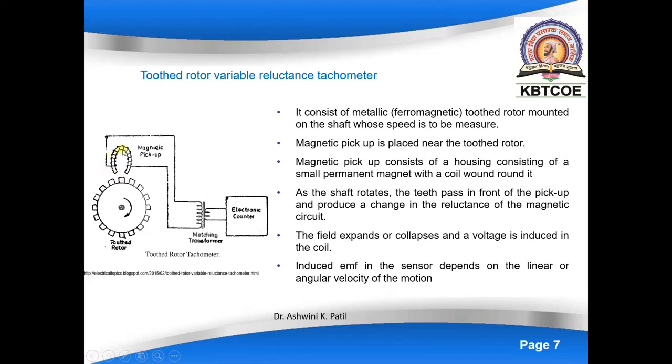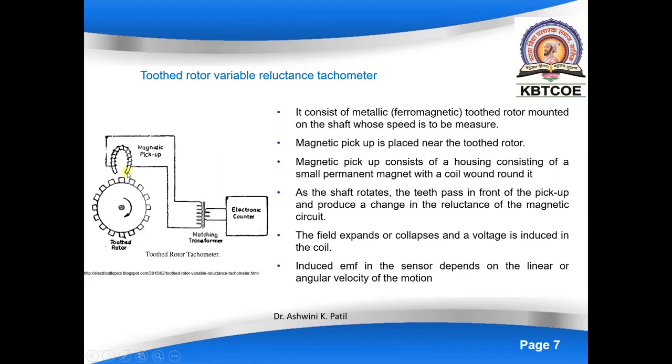This magnetic pickup consists of a small permanent magnet with a coil wound on it. We can see here this is a permanent magnet on which the coil is wound. As the shaft rotates, the teeth pass in front of this magnetic pickup, and it produces a change in reluctance of the magnetic circuit.